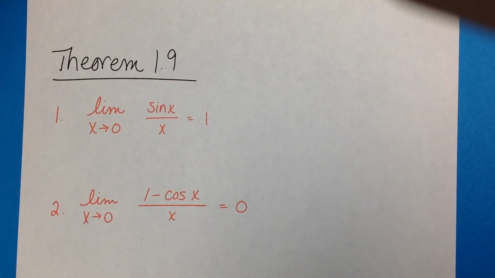And then the other one, you have the limit again as x approaches 0 of 1 minus cosine x over x. And that one would be equal to 0. So you're going to use those two as we go through these examples.